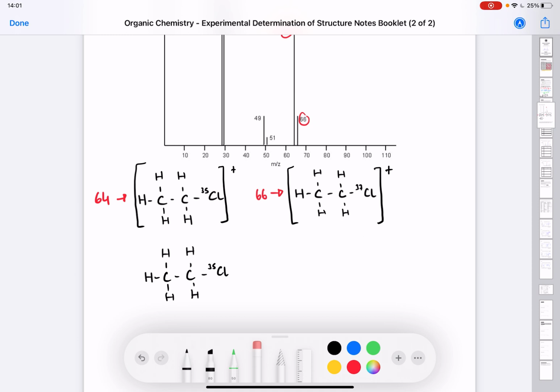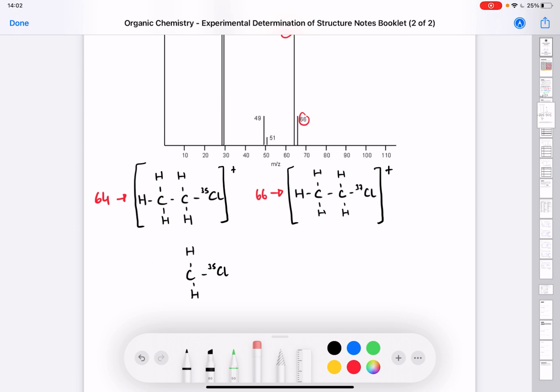Right, so let's see, if we were to erase or break that bond there by firing high energy electrons at it, we would get 2 fragments. The fragment on the left has a carbon and 3 hydrogens, so that would be 12 plus 3, which would give you 15. Now 15 doesn't feature on that particular spectrum, but that's okay, we'll just erase that.